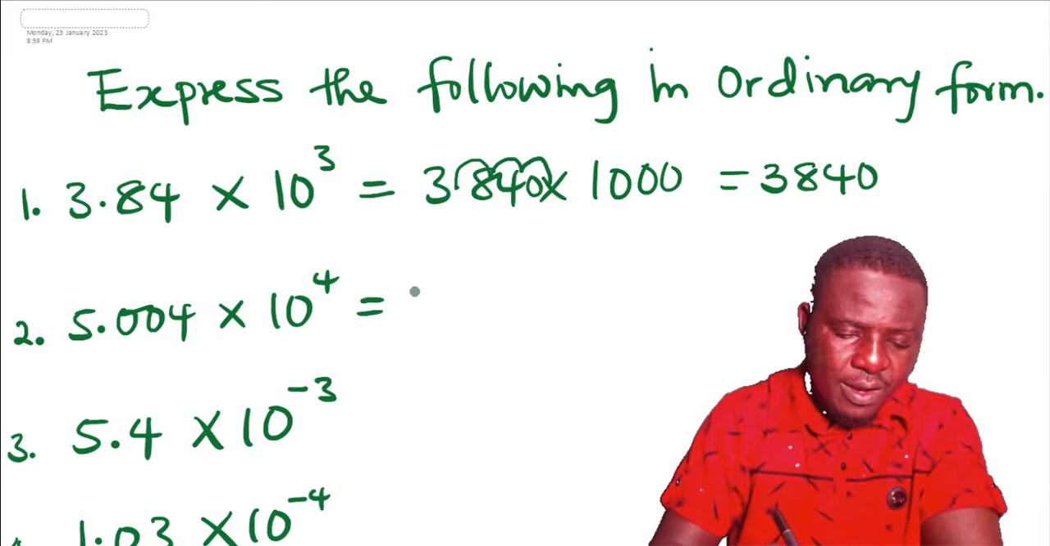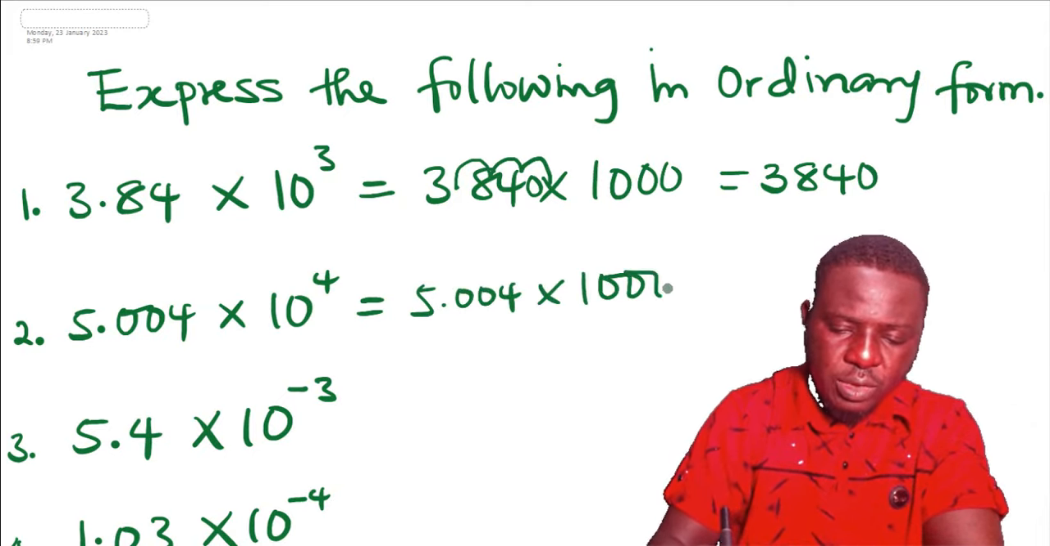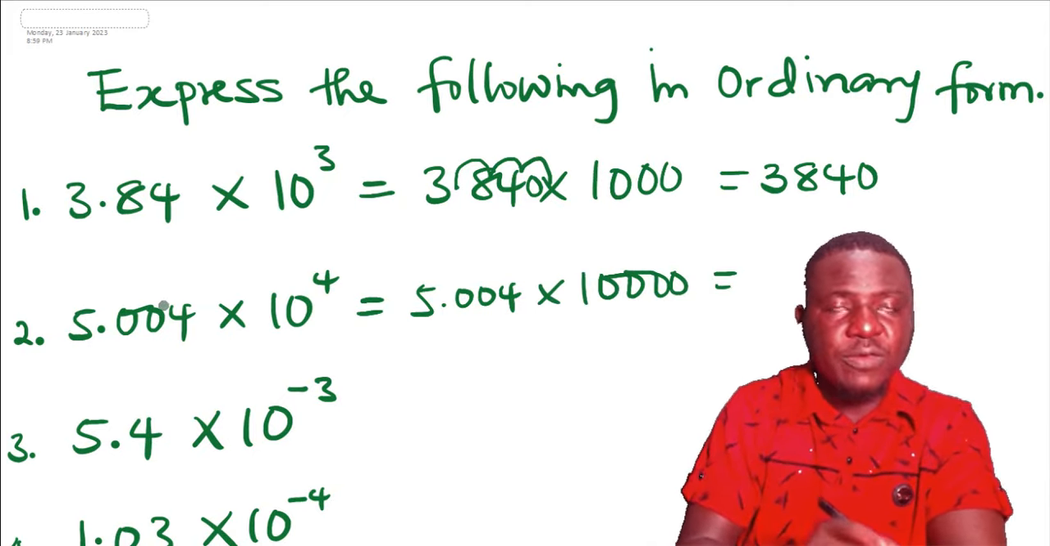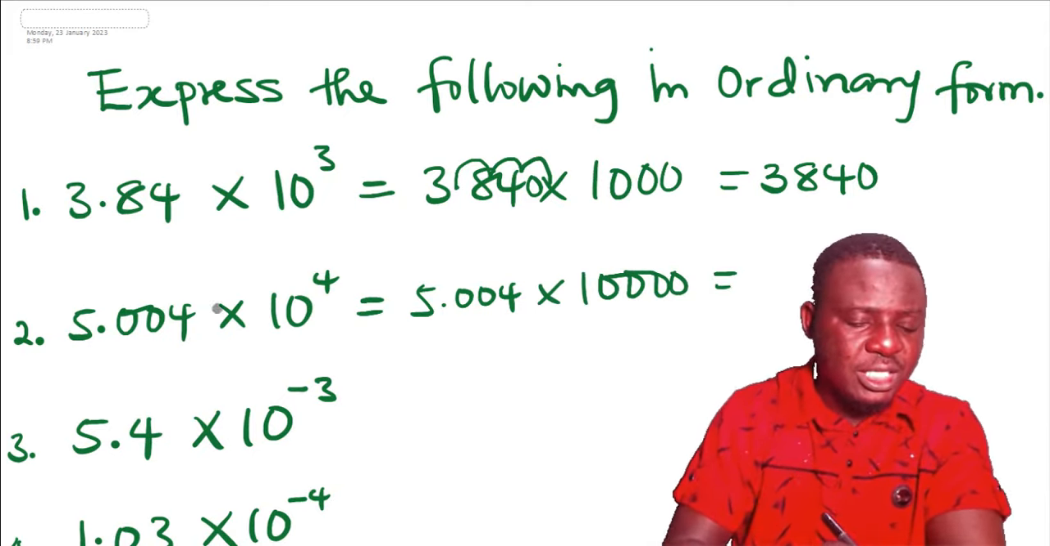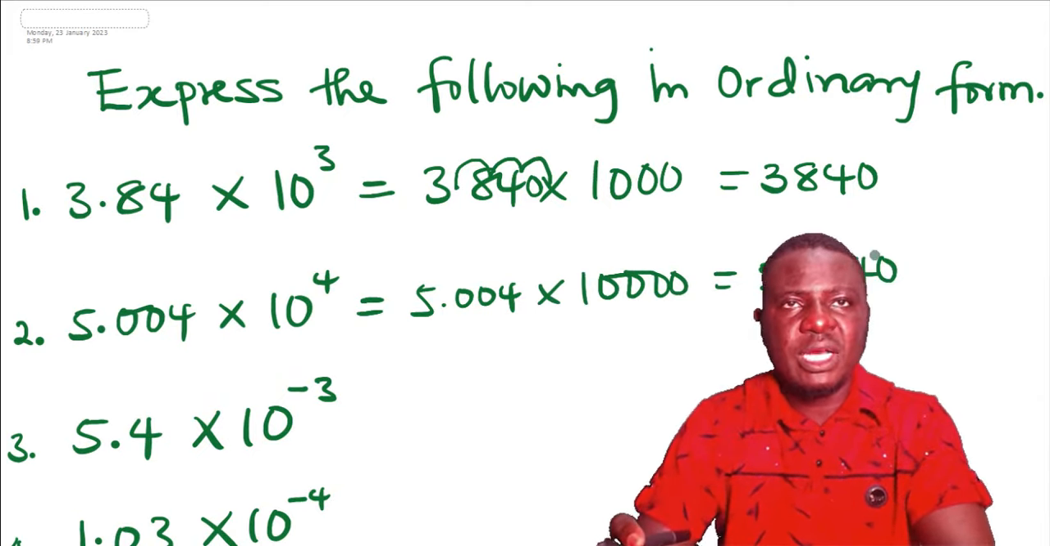Next is 5.004 times 10,000. That's 4 digits, meaning I'm going to move the decimal point 4 times. I already have 3 digits, so I'm going to add a 0 to it. This becomes 50040. That is 50,040.